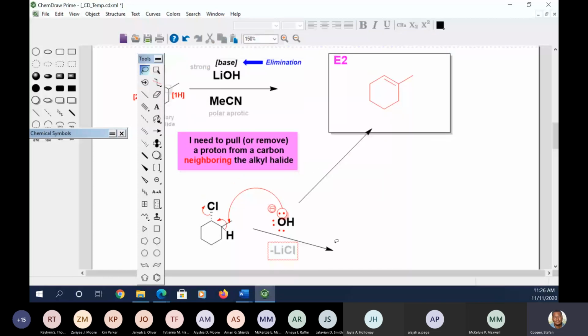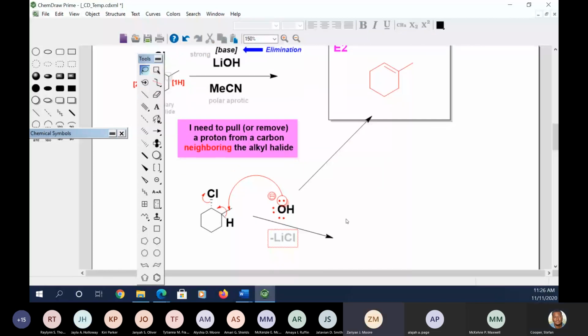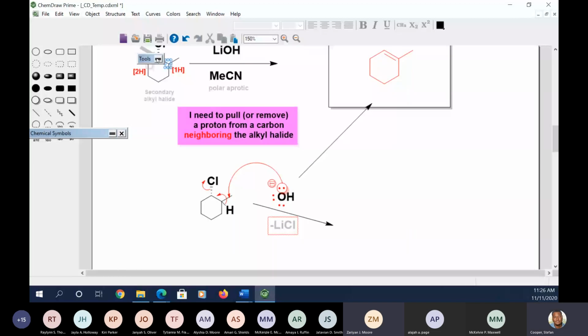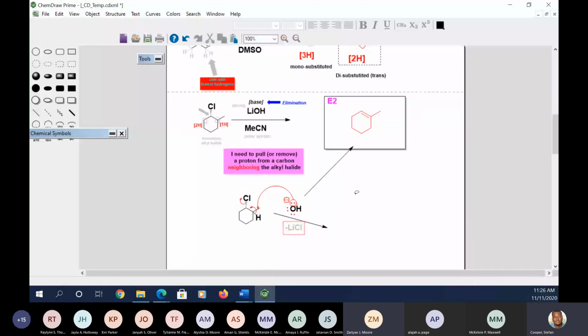No questions, right? On the test, do we have to include the lithium chloride, or we don't have to? You just do the mechanism? Yeah, just do the mechanism. I'm more interested in the curved arrow mechanism.